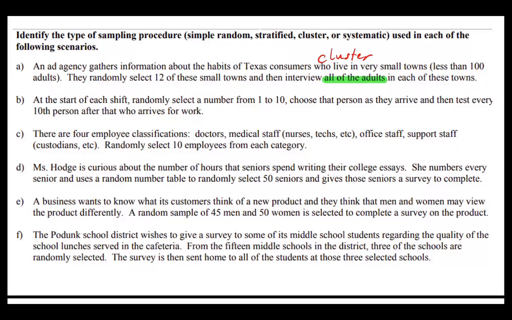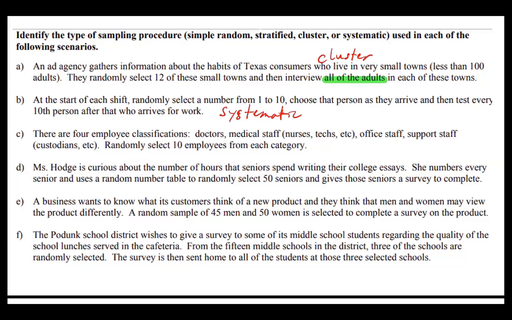Good. Letter B, at the start of each shift, randomly select a number from 1 to 10. Choose that person as they arrive and then test every 10th person who arrives for work. Systematic. That's a systematic, yep. Every 10th, every 5th, every 20th, whatever it is, that's systematic.